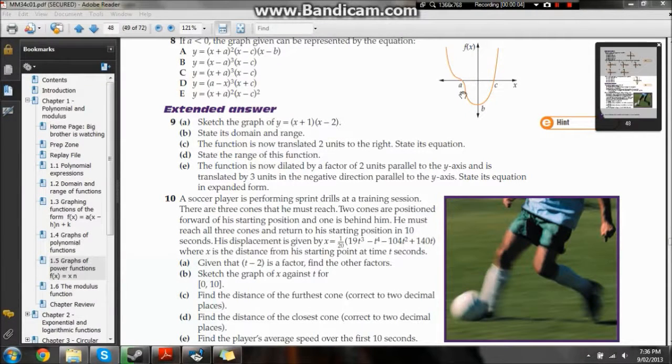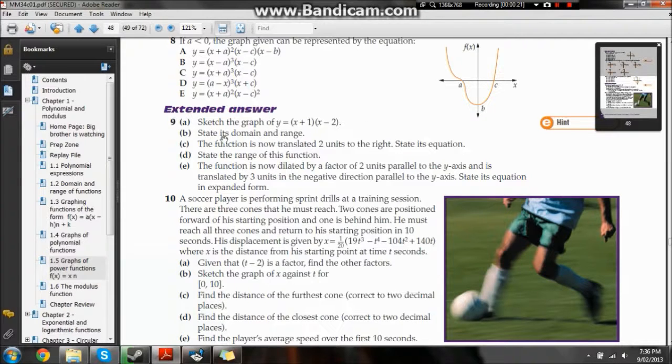Today I'll be doing question 9, parts A, B, C, D, and E, from exercise 1.4. So 9a asks, sketch the graph of y equals x plus 1, x take 2. So I fixed this, I've got my mouse now, you can see it hopefully. When I click, apparently something happens, I changed something.